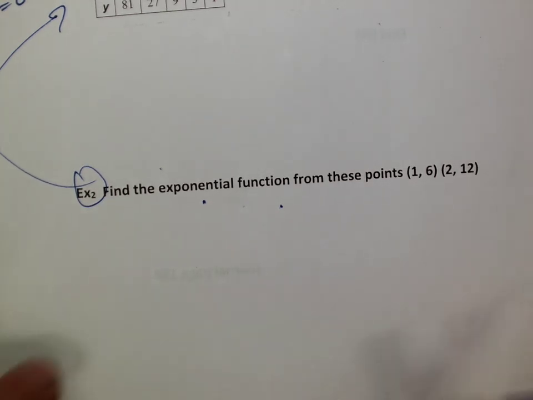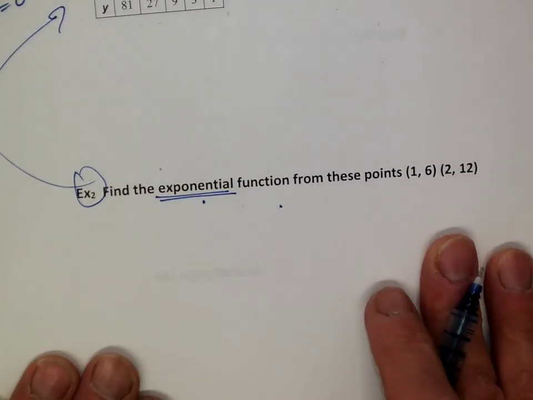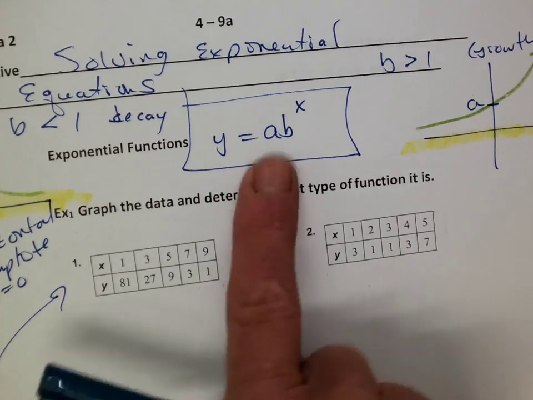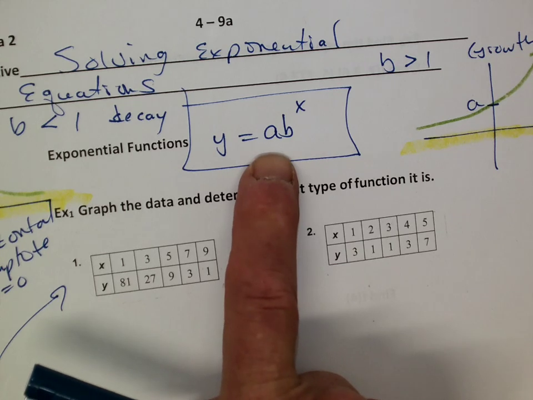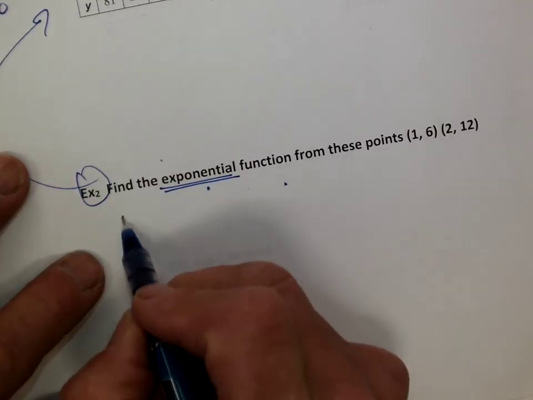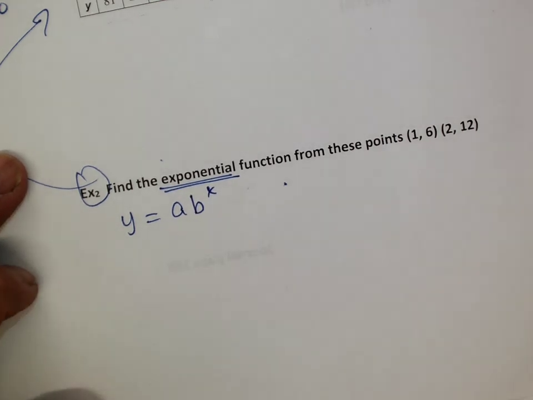So here's what I have. An exponential function, right off the bat. I know that. Let's use this equation, okay? We don't need to graph it. Let's just do some algebra, okay? So start off with y equals a times b to the x, okay?